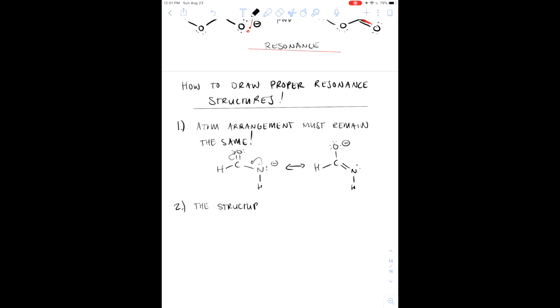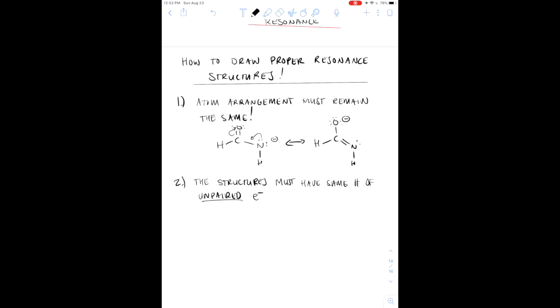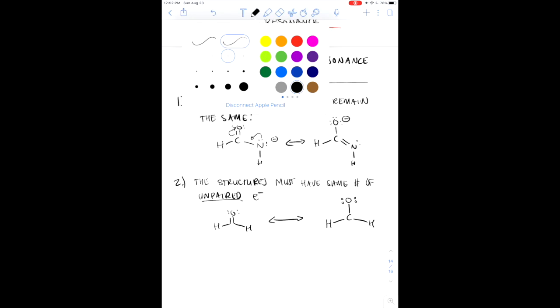So now the second rule for how to draw proper resonance structures is the structures must have the same number of unpaired electrons. This is different from non-bonding electrons, right? Those lone pairs are always pairs. So if we're talking about unpaired electrons, then we mean lone electrons. Sometimes eventually we'll see that we can have radicals, which is where we have an electron by itself.